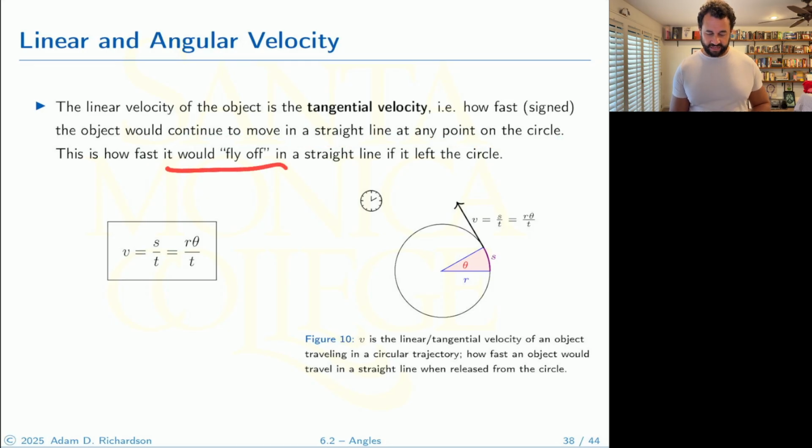It's basically how fast the object would fly off in a straight line if it left the circle. A good example is if you're spinning something around at the end of this pencil, for example, and then suddenly it flies off. Well, how fast it's traveling when it flies off is the tangential velocity.